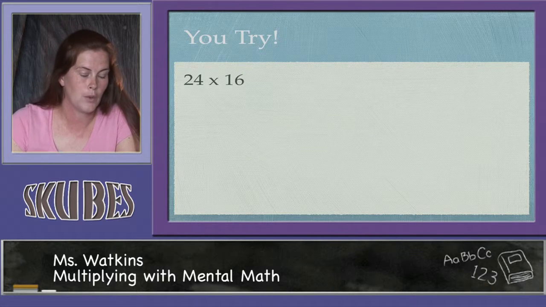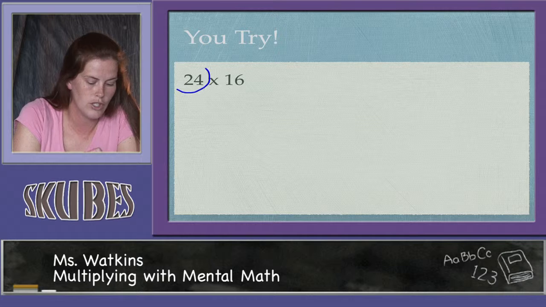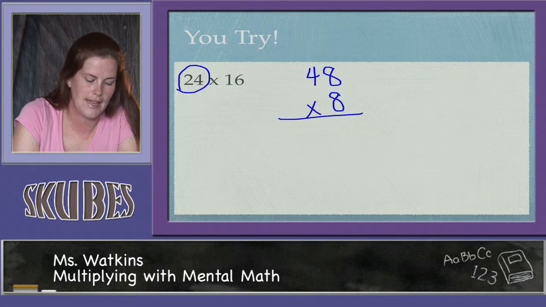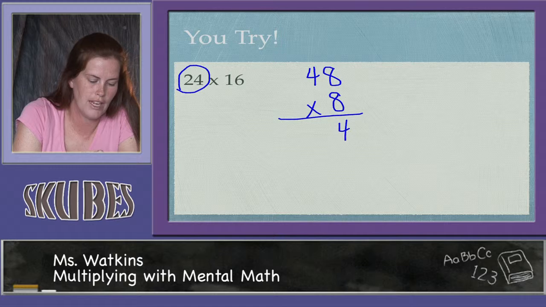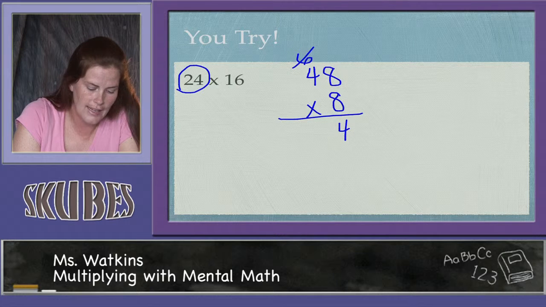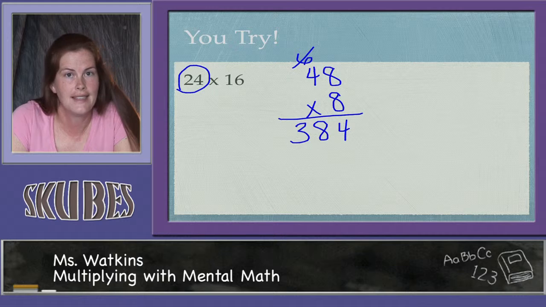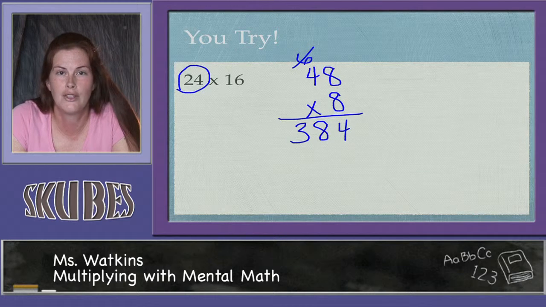Okay, so you try. We're going to double our 24, which I know is 48. And then we're going to halve our 16, which is 8. All right, so 8 times 8 equals 64. Write down your 4, carry your 6. 8 times 4 equals 32, plus the 6 you carried equals 38. So our answer is 384. And this concludes our lesson on multiplying using mental math.